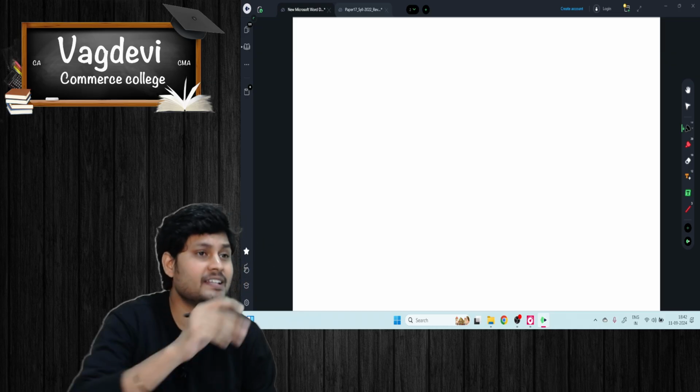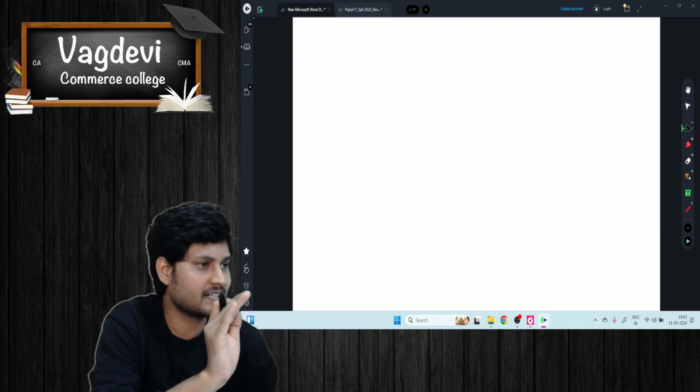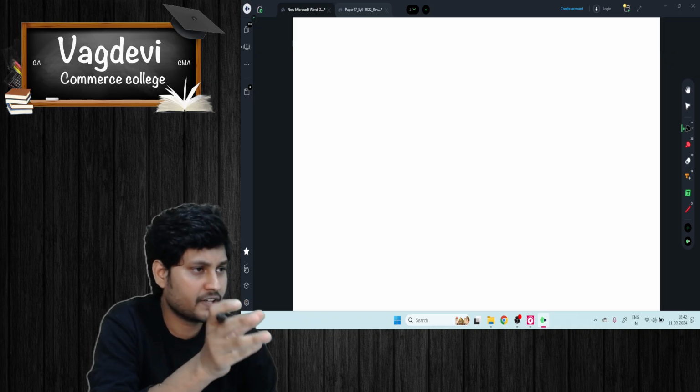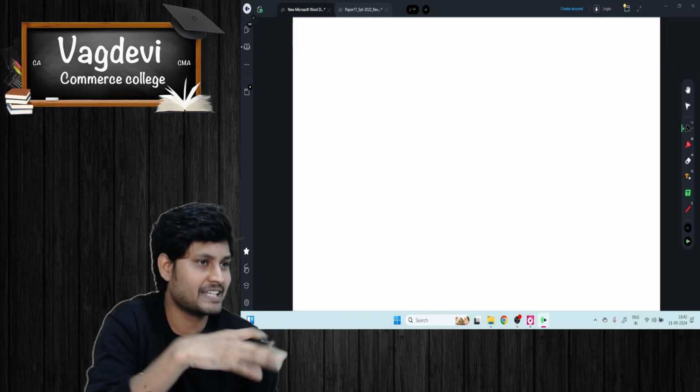The scope is primarily restricted to verification of the cost records only. The scope is primarily restricted to what? Verification of cost records, whether they are prepared as per the criteria or not. That is our main scope.